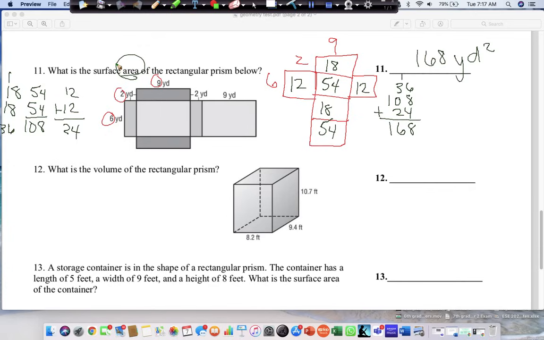Okay, my next one is: what is the volume of a rectangular prism? Remember, the volume formula for a rectangular prism is base times width times height, or length times width times height. Means the same thing. Okay?